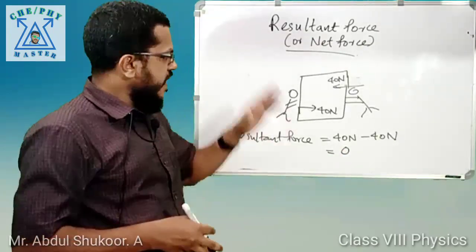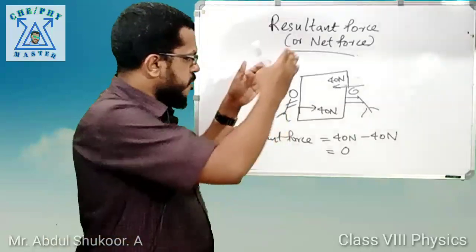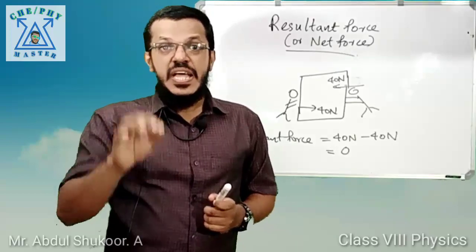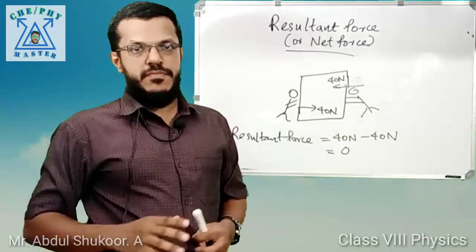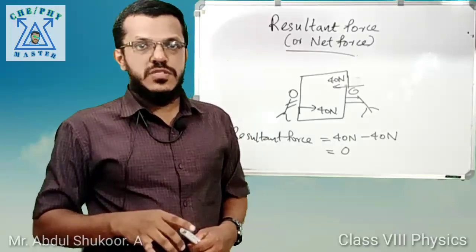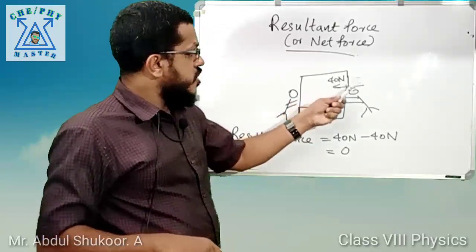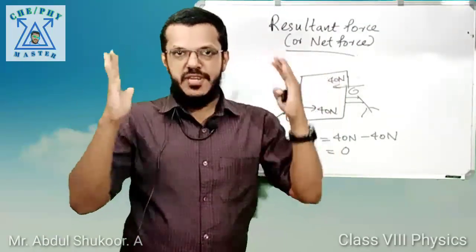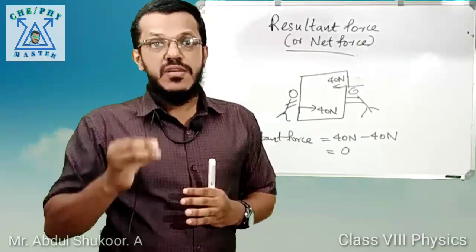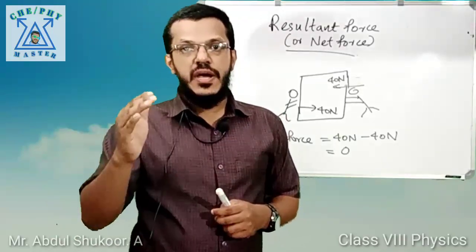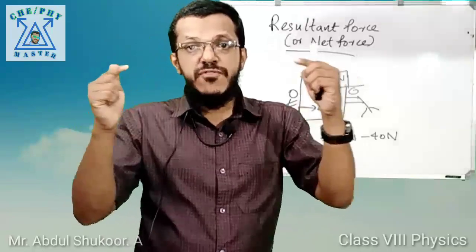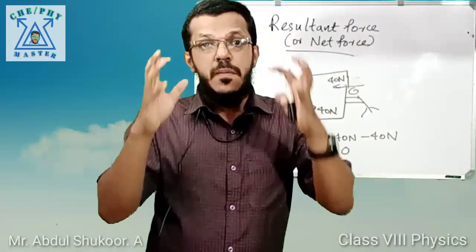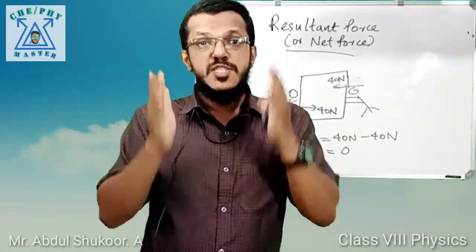That means here the resultant force or total force experienced by the box will be 0. That means the box doesn't move. Why? Because these two forces are equal but in opposite direction. That's why the box doesn't move. So we conclude that when two equal forces act on an object in opposite directions, the resultant force becomes 0 and the object does not move.